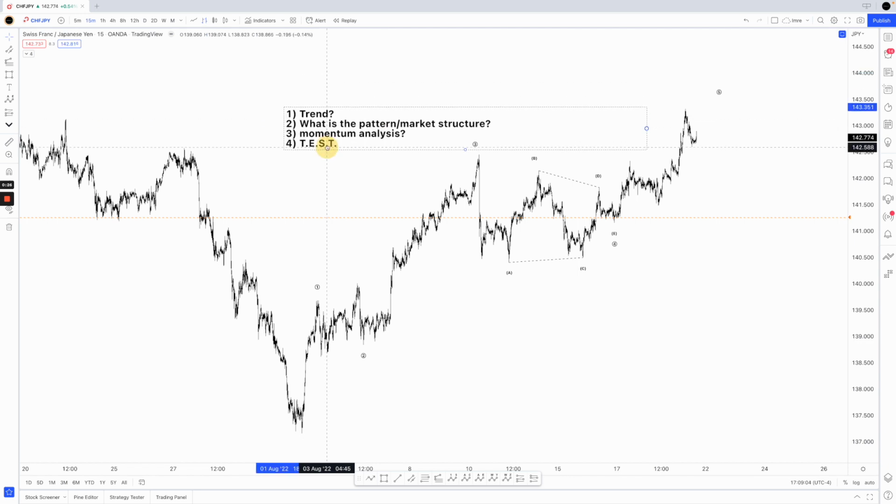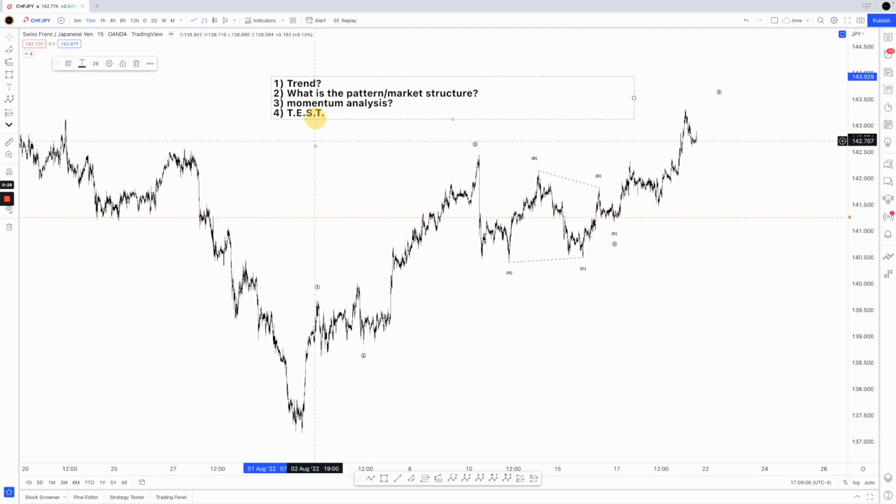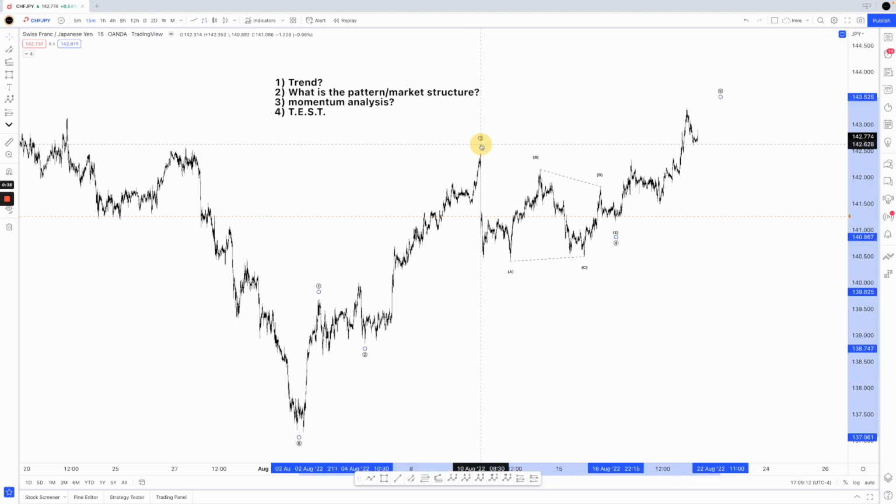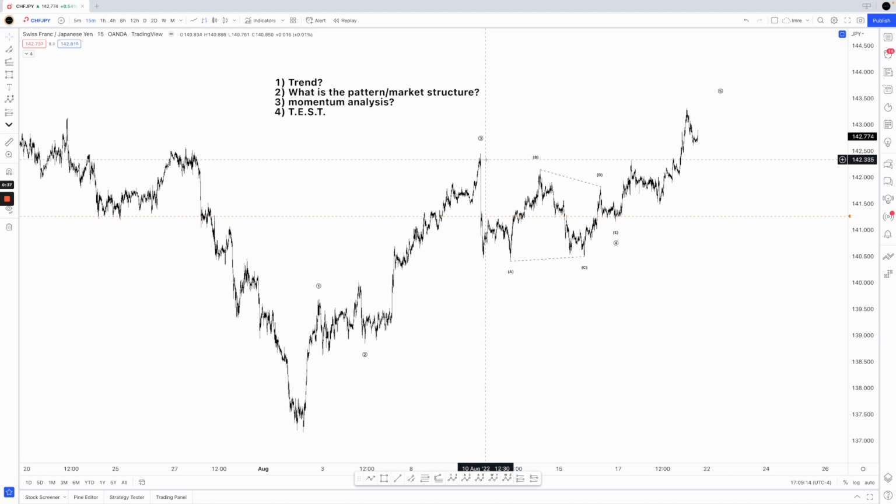pre-flight checklist. Now, your pre-flight checklist does not have to look exactly like mine. It can vary trader to trader. I don't so much care what's on your pre-flight checklist as much as I care that you have one. Having a checklist, and mine is here, right?